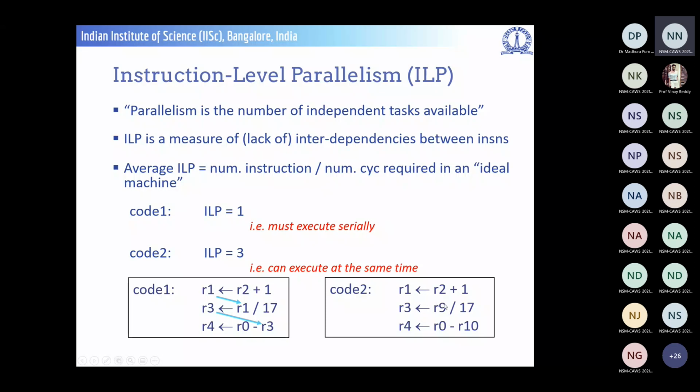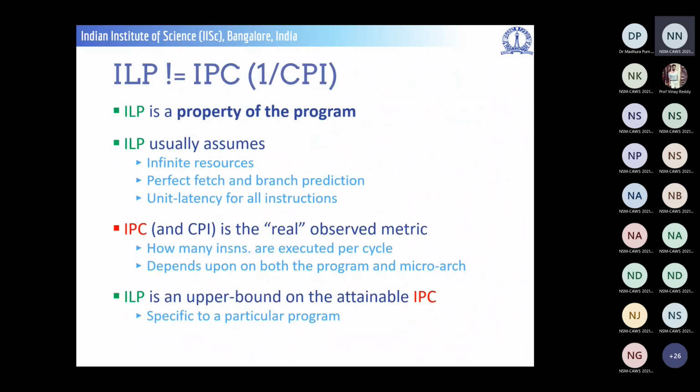In code snippet 2, you would see that each of these instructions is independent of each other, which means that ideally all 3 instructions can be executed in parallel. So they have an ILP equal to 3. Now, ILP is a property of the program. I would say it a little more carefully: it's not only the program but the compiler, because at the end of the day, the compiler ultimately spits out the binary that the hardware will actually execute.